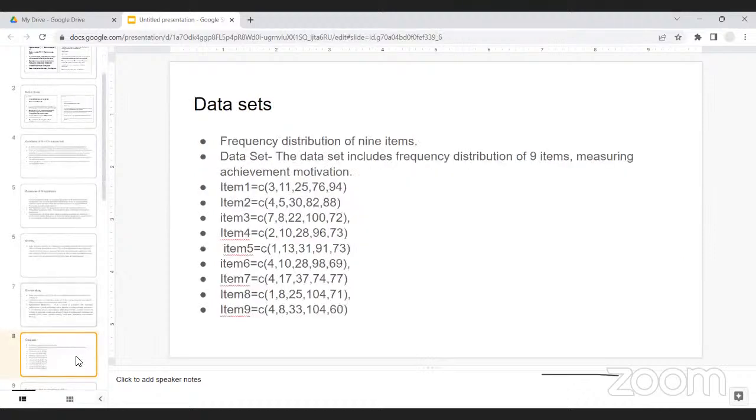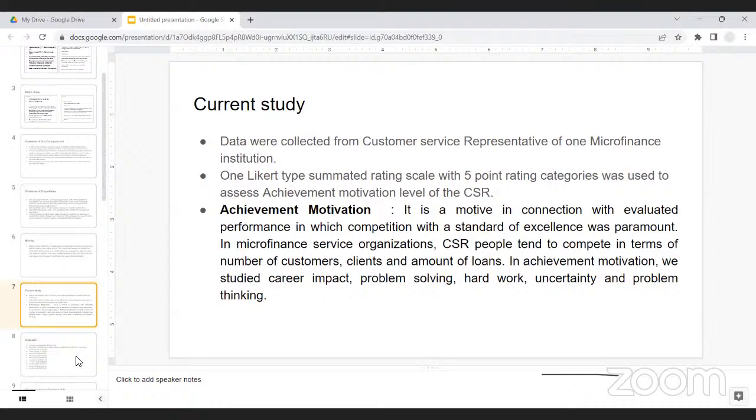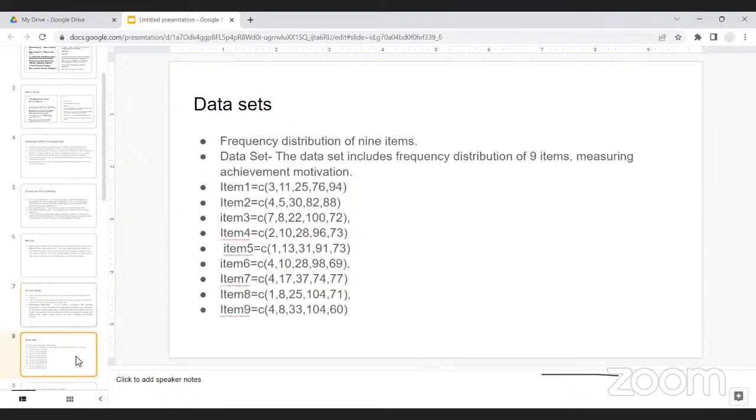Okay, now, so this is the data set. I think you all have received this data set.